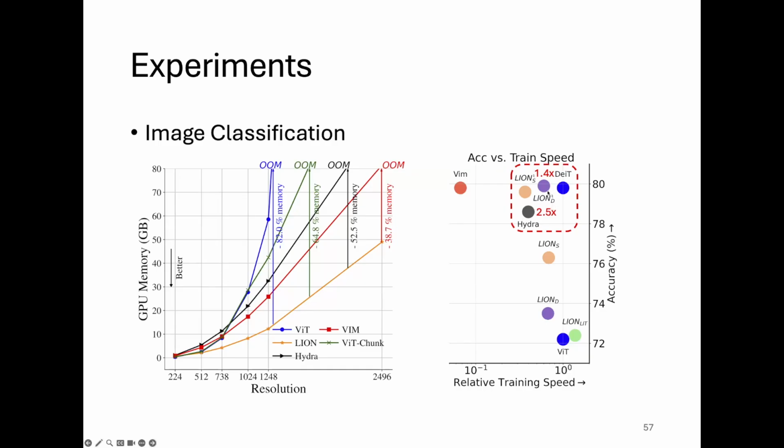And our Lion variants are close to and even surpassing Transformer in terms of accuracy, and very close to Transformer in terms of training speeds. So Hydra is 2.5 times slower than Transformer, and our Lion variant is 1.4 times slower than Transformer. While having a very close accuracy, ideally you would like to be in this red box on the top right corner.